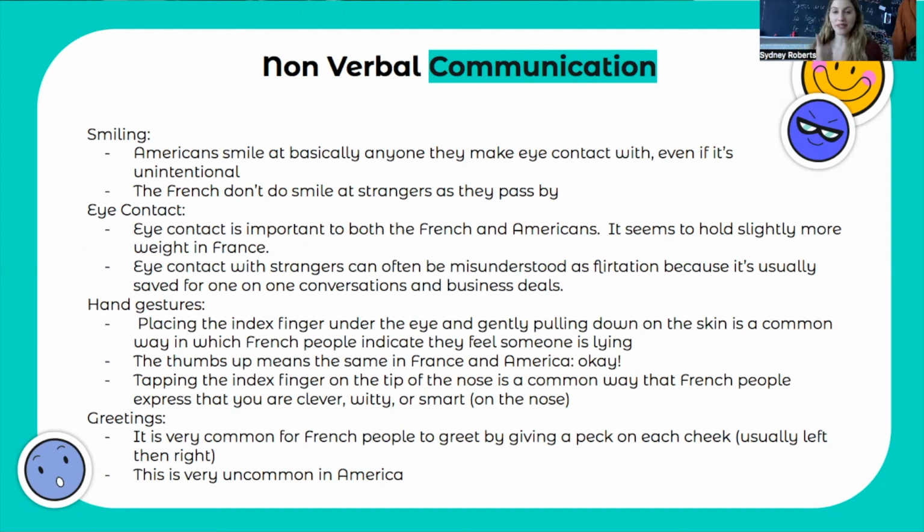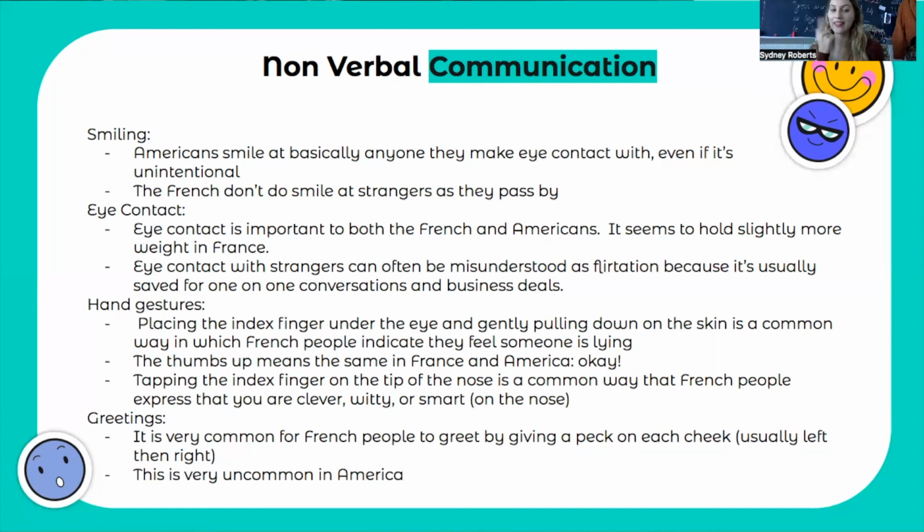The thumbs up means the same thing in France and America. It means okay or good. Tapping the index finger on the tip of the nose is another common way that French people express that you're clever or witty or smart, on the nose. Another one that I saw my French teachers doing quite a bit when you got the question right on the nose. And then greetings, it's very common for French people to greet by giving a peck on each cheek.